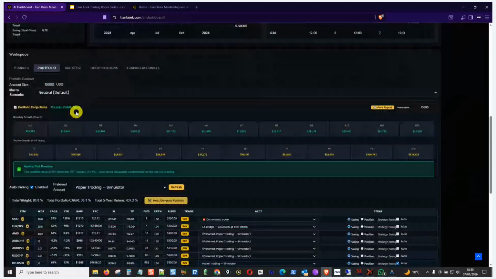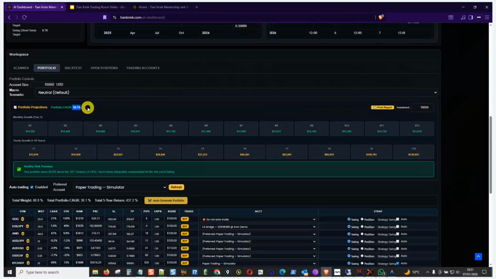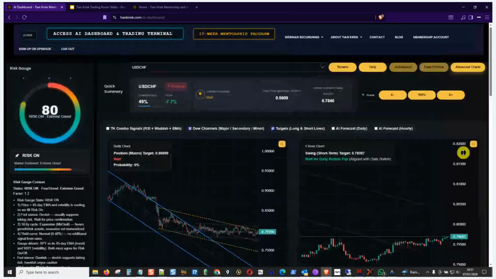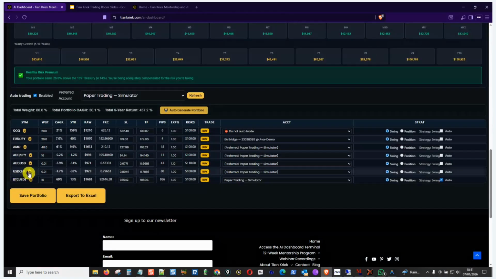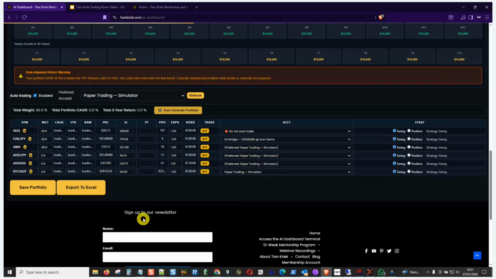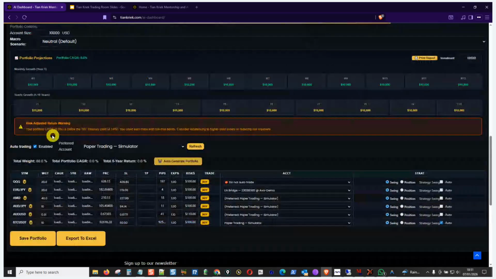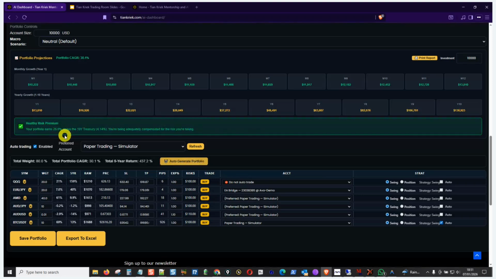And you can see that my compound annual growth rate is 30% of my portfolio. Now, if I go and remove this, let's make this a little bit bigger so you can see. It should update my portfolio. So let's remove the US dollar Swiss. It's now recalculating all the compound annual growth rates. And okay, 30.1. It didn't make a huge impact.